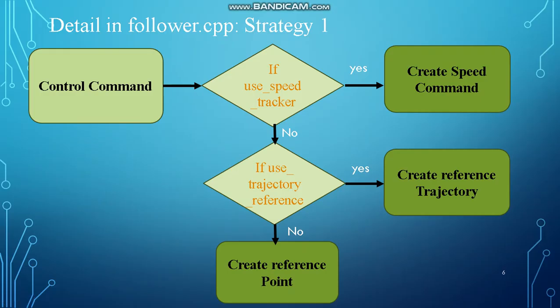I used two strategies to improve this code, I mean the follower CPP file. What I did was prioritizing the task and using the speed tracker as a default mode, and then if I couldn't have the information, or if I could not have a proper answer, it will switch to the trajectory reference. And if this mode is not working well, it will use a reference point.